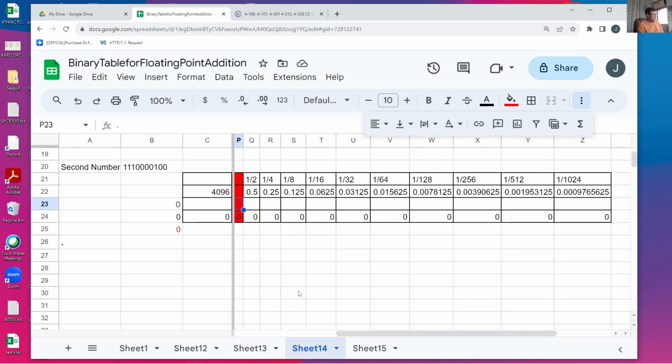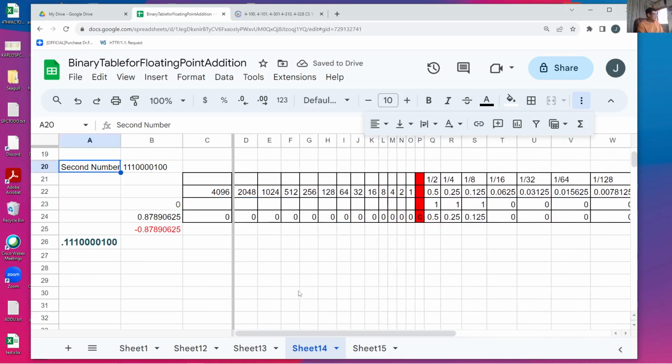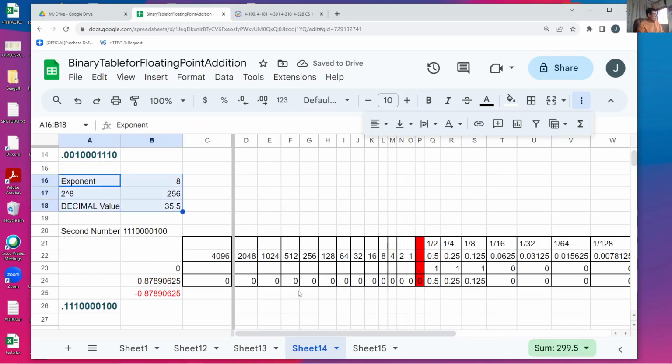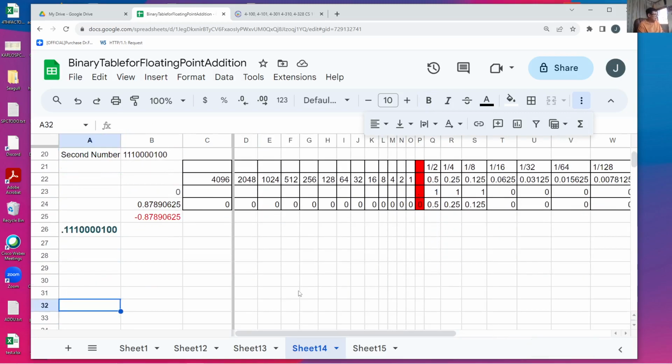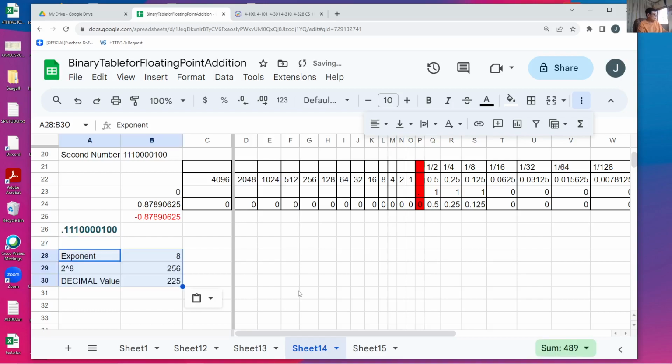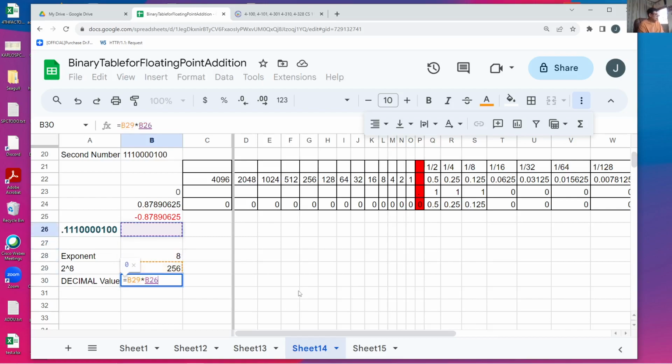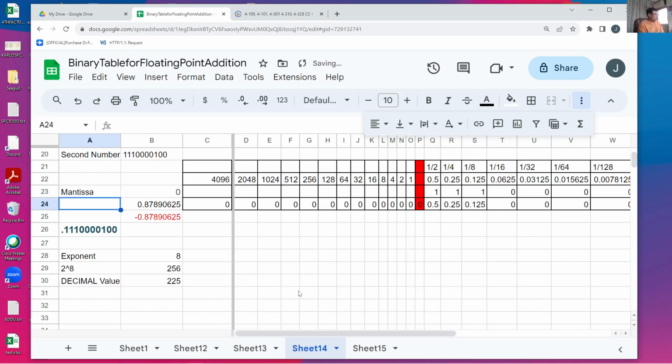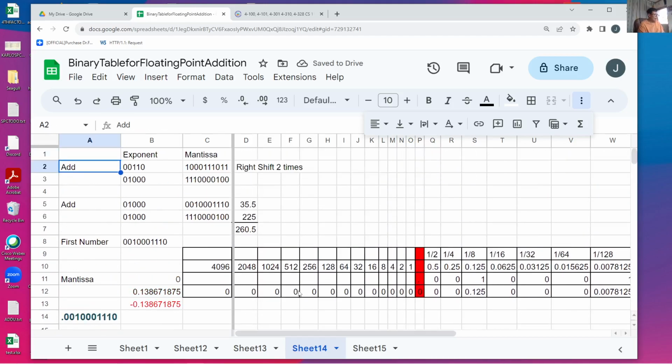Starting at the 0.5 position, we have 3 ones followed by 4 zeros, followed by a single one, followed by 2 zeros. So we now have the mantissa of the second number. We will copy this because we'll have the same exponent. So this will be equal to this times the new mantissa. Remember the mantissa. So we have 225. Is that correct? Let me check. Yes, 225.